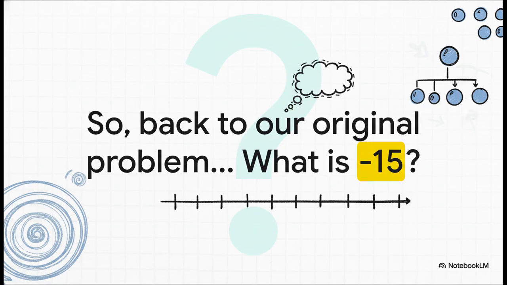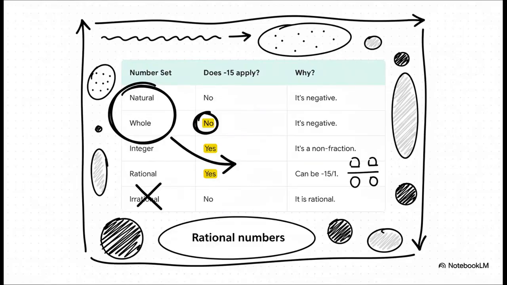With everything we've just learned, let's look at that question one more time. The number is -15. So what is it? Let's run it down the list. Is it a natural number? Nope, you can't count with negatives, so it's not a whole number either, since those start at 0 and only go up. Is it an integer? Yes, absolutely. It's a whole number, just on the negative side.